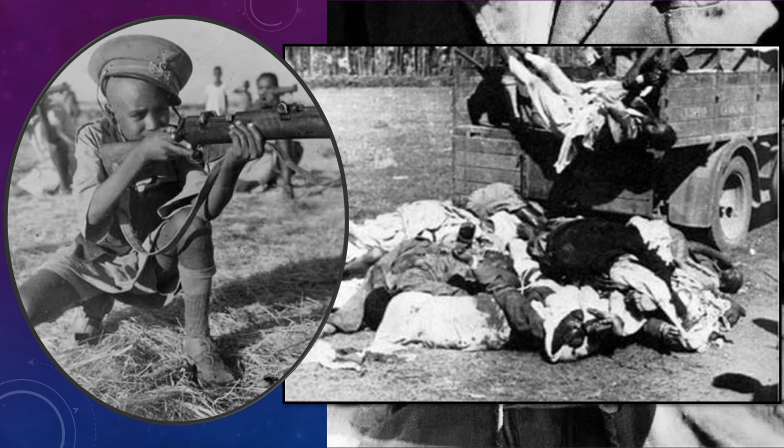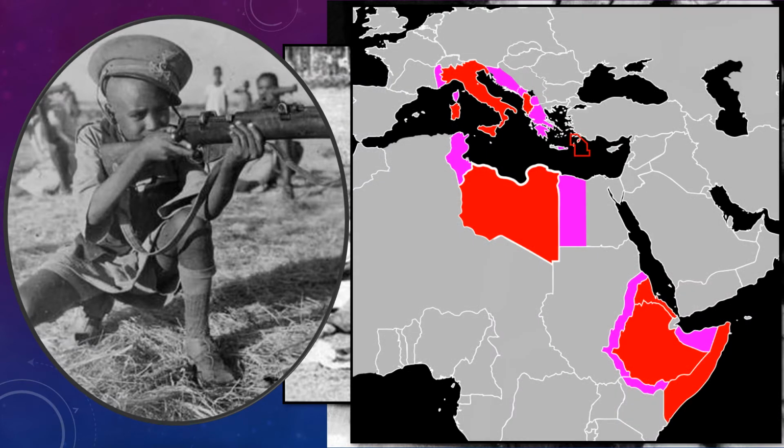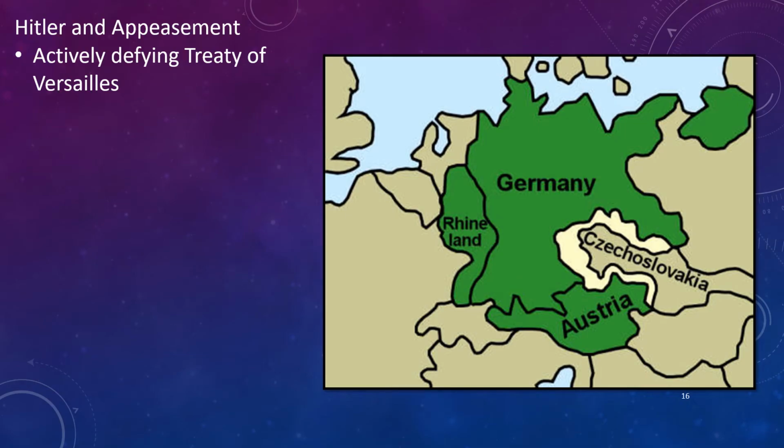Italy's holdings expanded during World War II, and red areas on this map mark control prior to 1939, while those in pink were acquired during the war until Italy surrendered and then changed sides in 1943. So what was Hitler up to at this time?